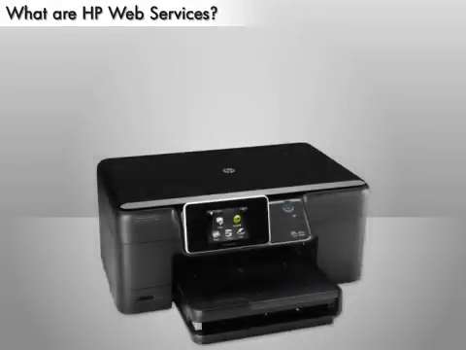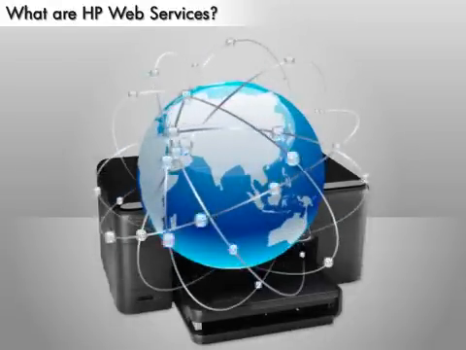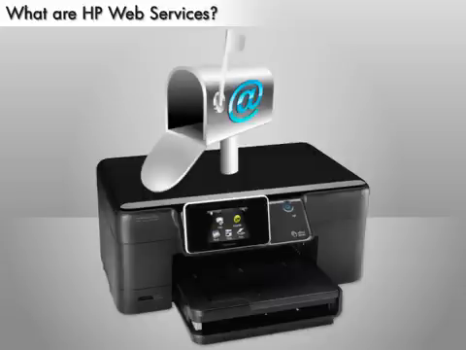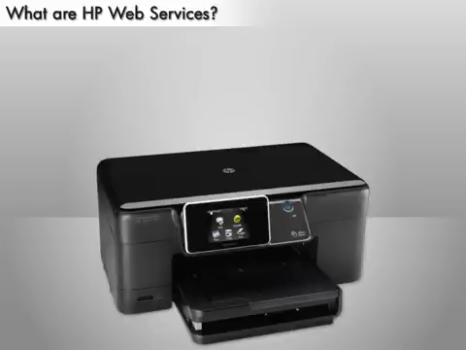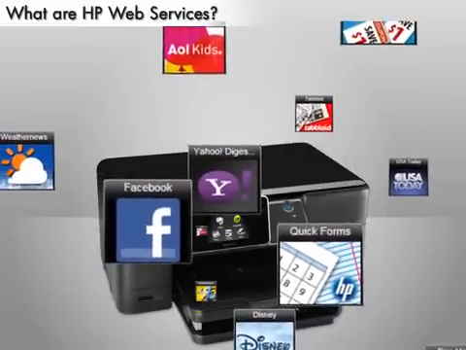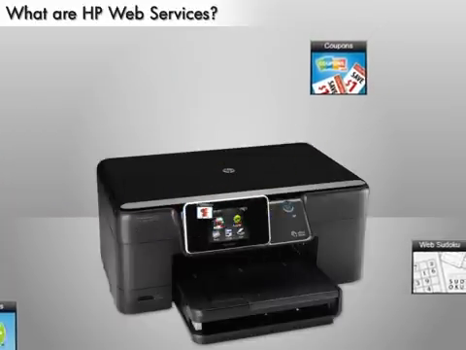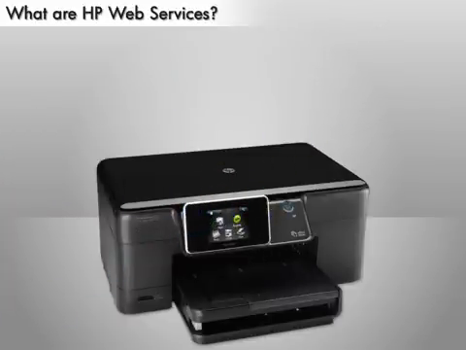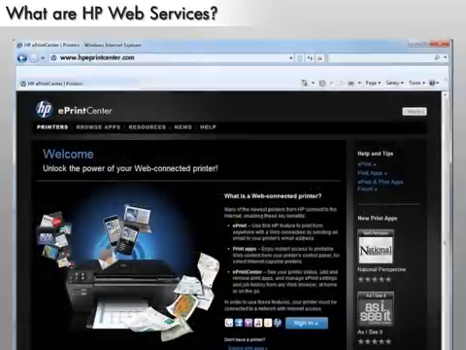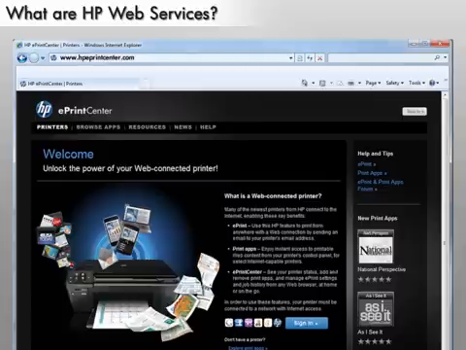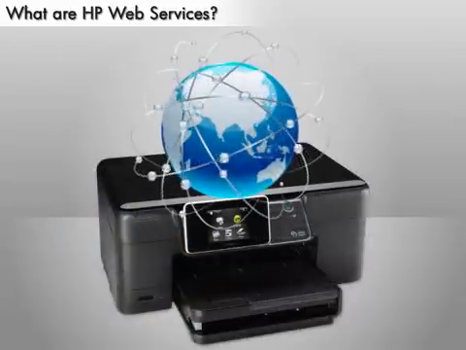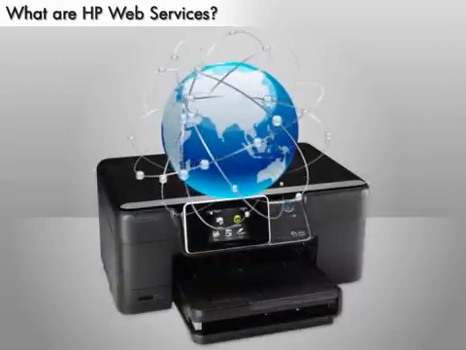HP Web Services are available on HP's line of web-connected printers. These printers connect directly to the Internet, and with HP Web Services enabled, allow you to print to your printer using HP ePrint. You can also access and print pre-formatted web content using HP print apps installed on your printer. And on certain printer models, some print apps even allow you to schedule when you want content to print automatically on your web-connected printer. And to help you manage both ePrint functions and print apps, HP provides a free HP ePrint Center website. To use web services, your printer must be connected to an active network providing Internet access.